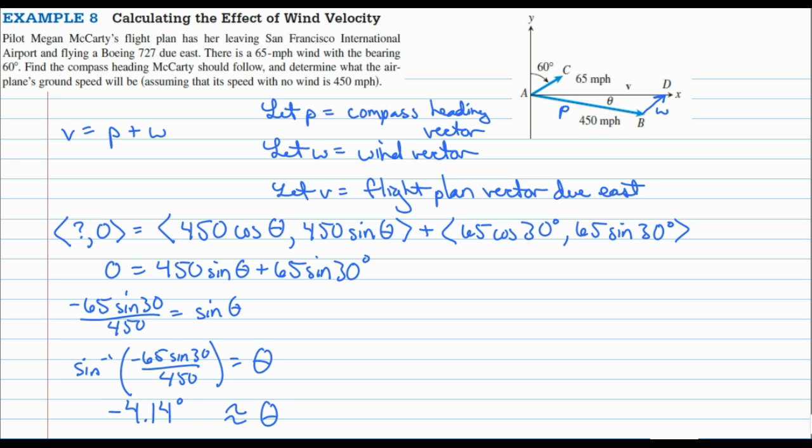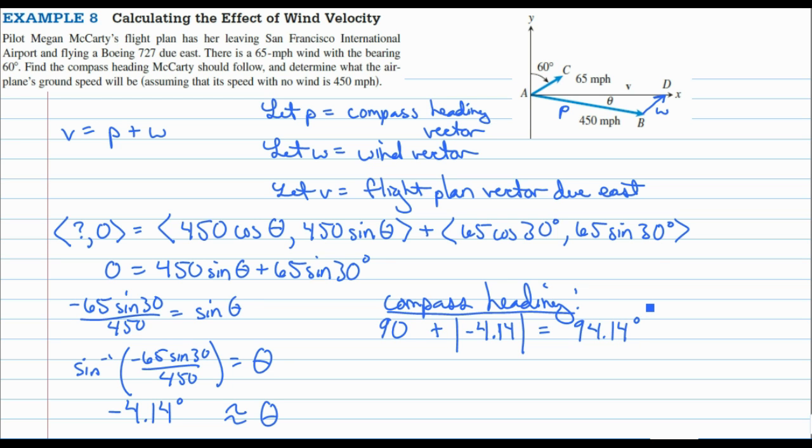I got that theta is negative 4.14 degrees, but theta is a measurement from straight east. Navigation is a measurement clockwise from north. So I actually want a compass heading of 90 plus the absolute value of theta in this case. So we should set our compasses for 94.14 degrees.